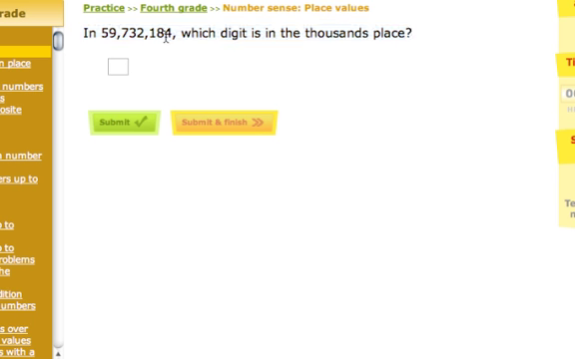Okay, so we need to figure out which one of these numbers is in the thousands place. Let's start by working from right to left. The 4 is in the ones place. The 8 is in the tens place. The 1 is in the hundreds place. We see our first comma, which means we are now crossing into thousand land, the area of the thousands. And the first place value there is the thousands place. So we can see there's a 2 right there. That means the 2 is in the thousands place.